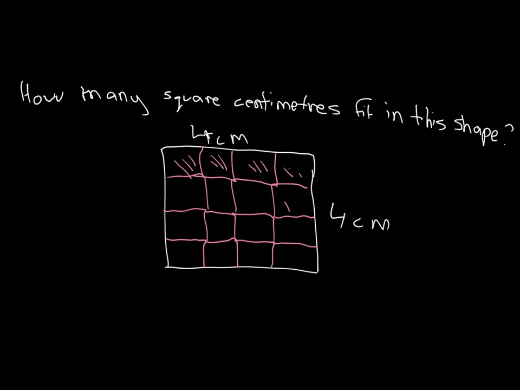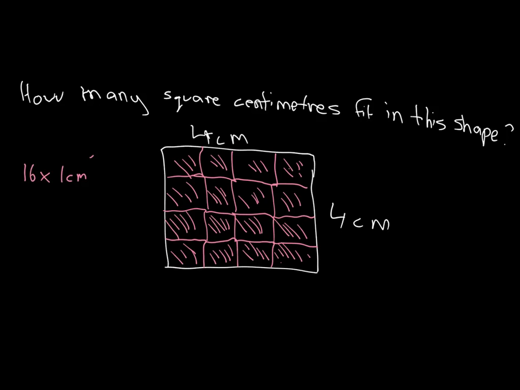So in total, if I count up all of these little boxes, by the end of it, I've got 4 on the top, 4 on the next row, 4 on the next row, 4 on the next row. I'm going to have 16 lots of my 1 centimeter squared box, which I can write as 16 times 1 centimeter squared, which is just 16 centimeters squared. So that is the area of that shape.